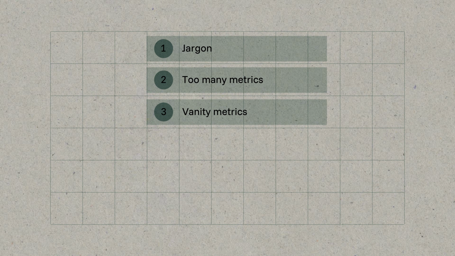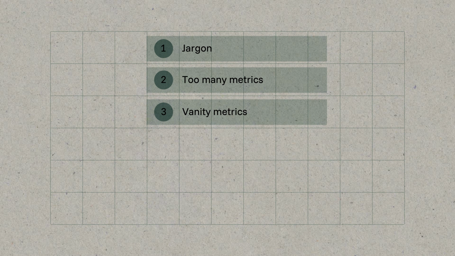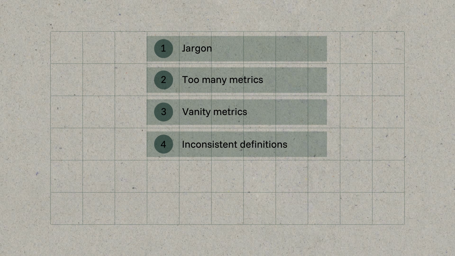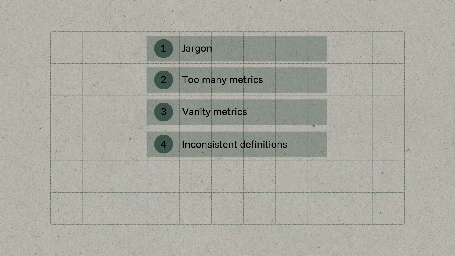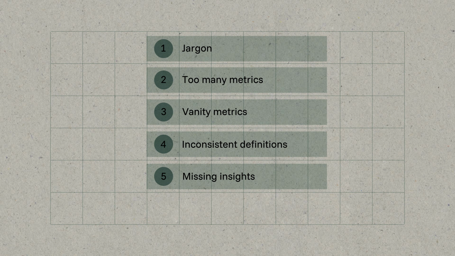Vanity metrics. Impressions look impressive. 10 million people saw your ad, but did any of them become customers? Focus on metrics tied to business outcomes, not metrics that make you feel good. Inconsistent definitions. This month you calculate ROI one way, next month you calculate it differently. Nobody knows what changed or why the numbers don't match. Missing insights. You show the numbers but don't explain what they mean or what to do about them. Numbers without interpretation leave everyone confused.